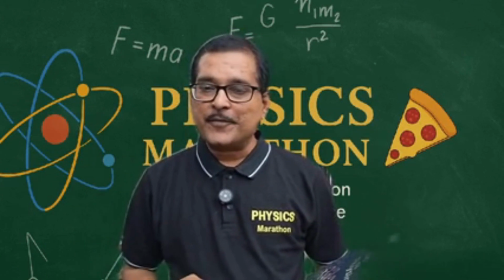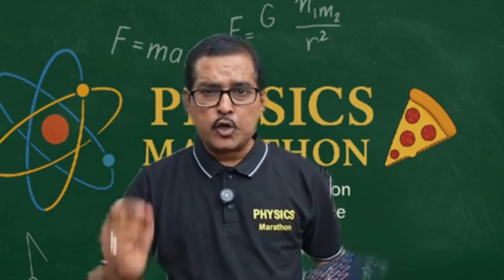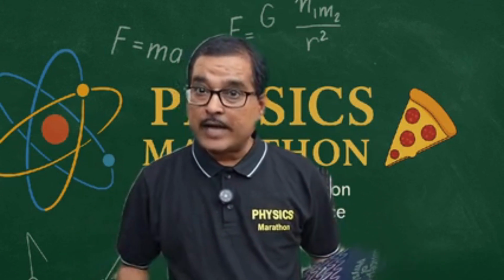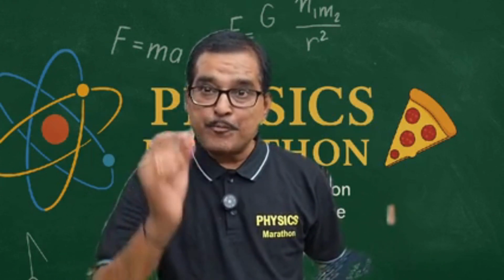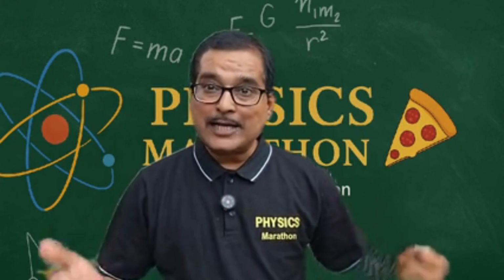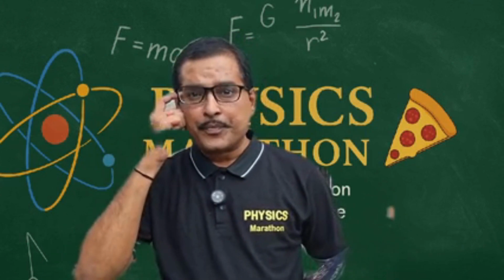Mass versus weight. Mass is how much matter you have. Weight is the force of gravity on that mass. Acceleration due to gravity, small g, is 9.8 meters per second square on Earth, but it changes with the altitude and on other planets.